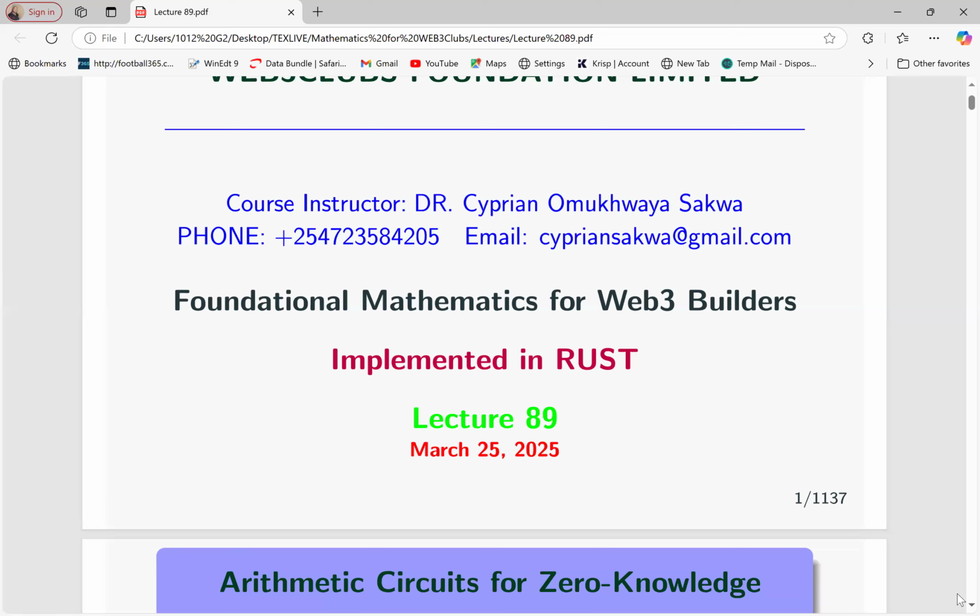Okay, welcome back. Let's continue with our discussion on arithmetic circuits for zero knowledge proofs. As we said, in these arithmetic circuits we are learning how to write circuits that we will then be using in our zero knowledge proofs. Remember that to verify computations in zero knowledge proofs, we need to understand arithmetic circuits and then R1CS, which we will look at after this topic.